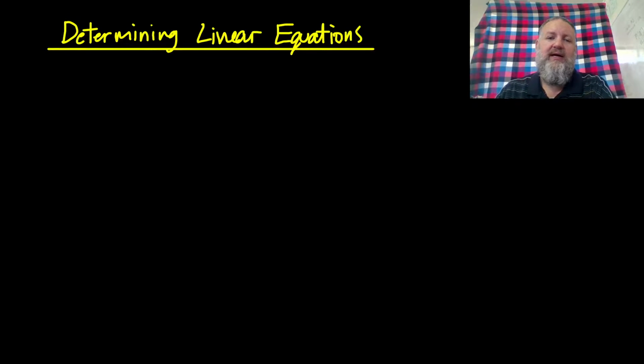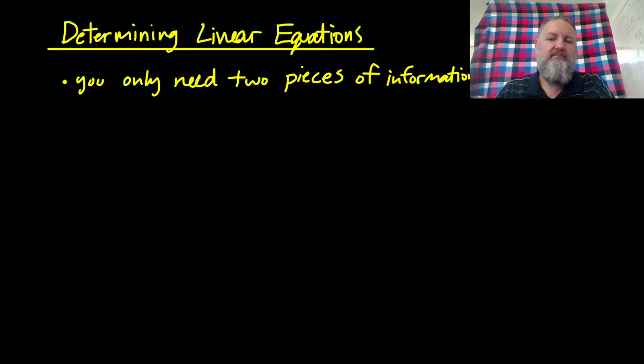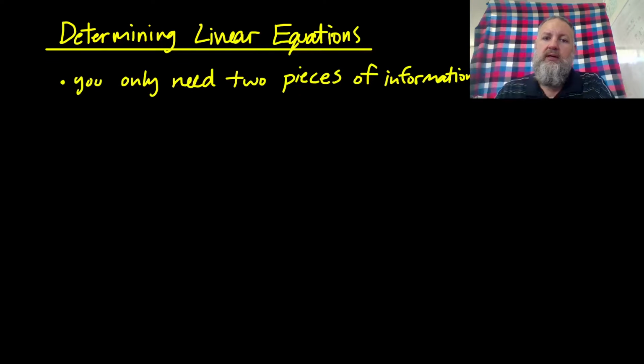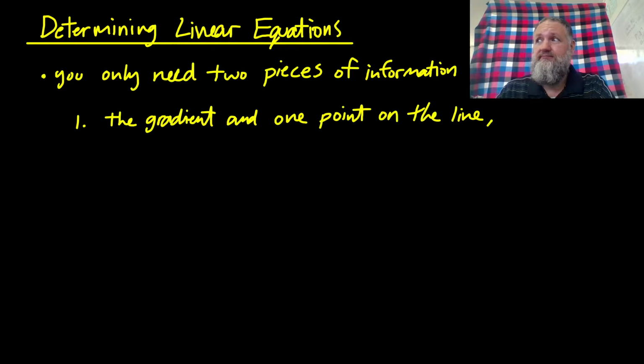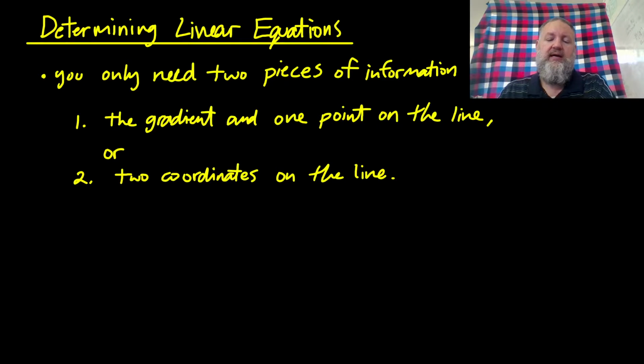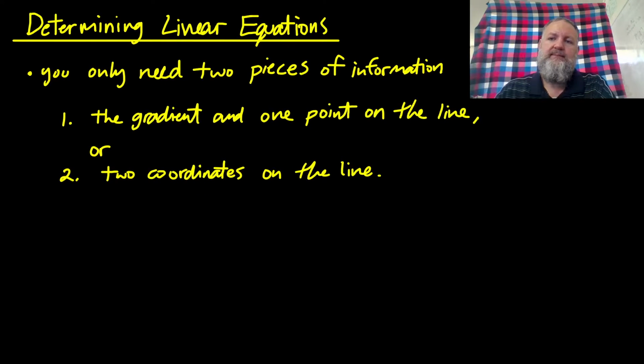Okay, let's talk about determining these linear equations. In order to determine these linear equations, you really only need two bits of information. You're going to need to know either the gradient and 1 point on the line, that'll be enough, or you need to know the two coordinates that are on the line itself. With either of those, you'll be able to work out or determine what the linear equation actually is.